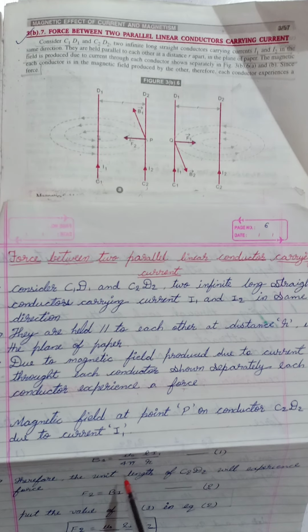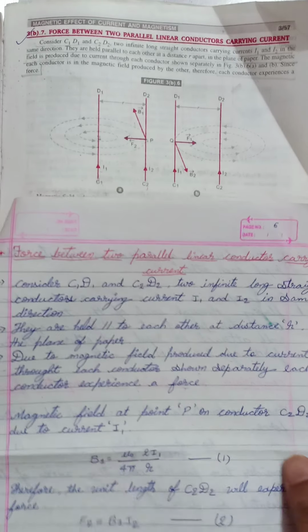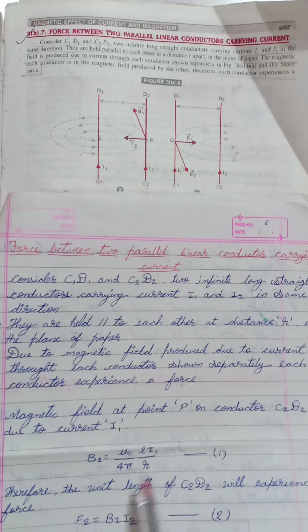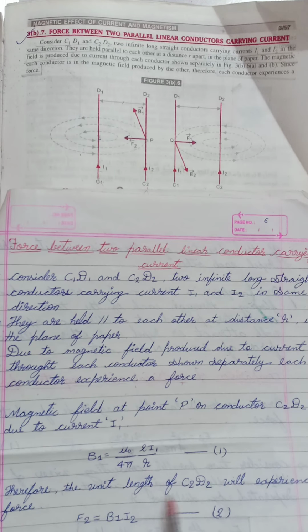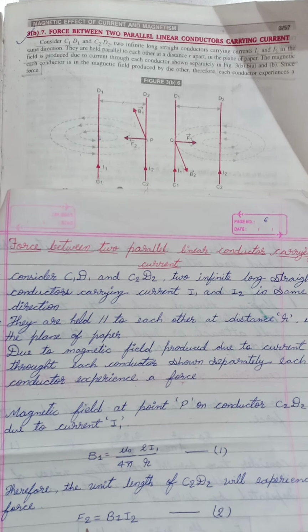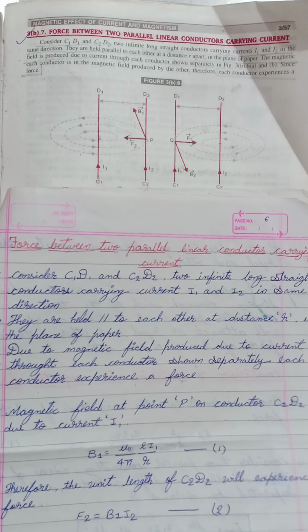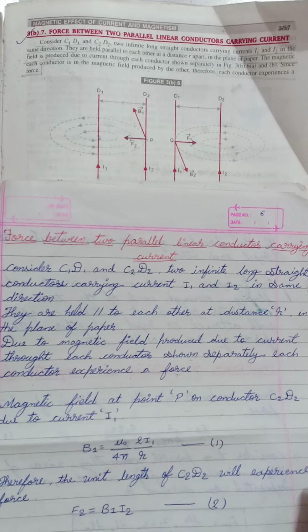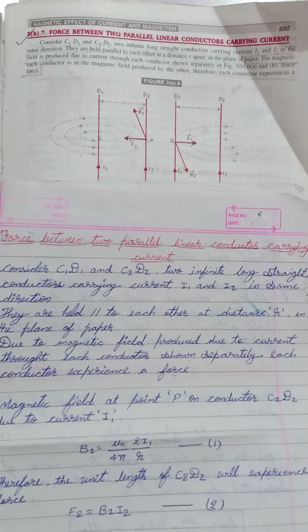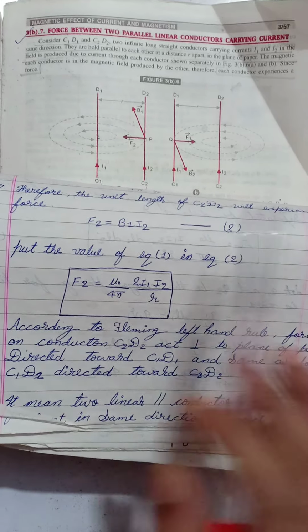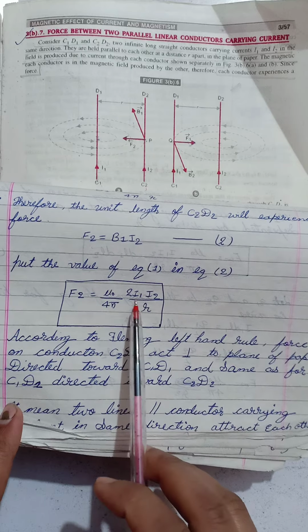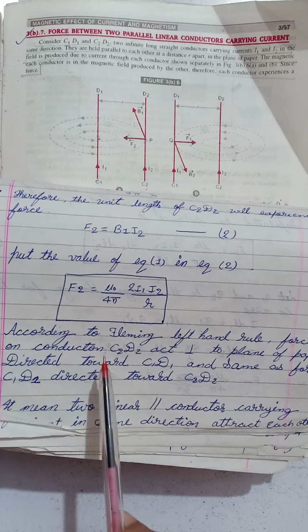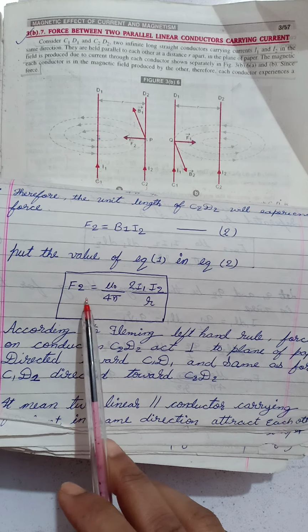Now B1 is equal to mu naught upon 4 pi times 2 I1 upon R. Similarly, the force per unit length on C2 D2 is F2 is equal to B1 I2. Now putting equation 1 into 2, F2 is equal to mu naught upon 4 pi times 2 I1 I2 upon R. So this is the value of the force experienced by the second wire.